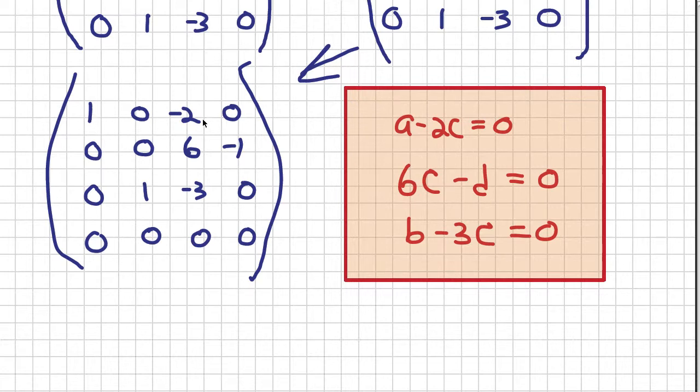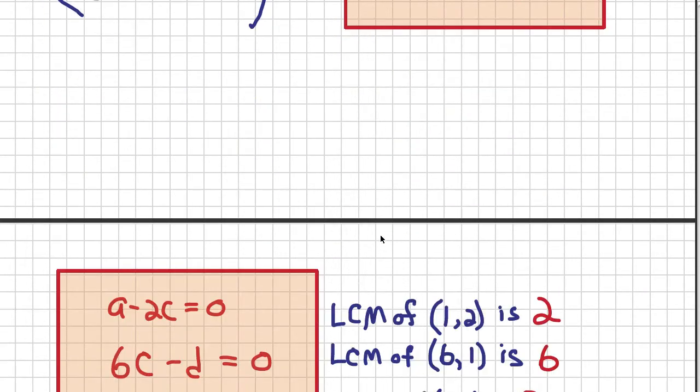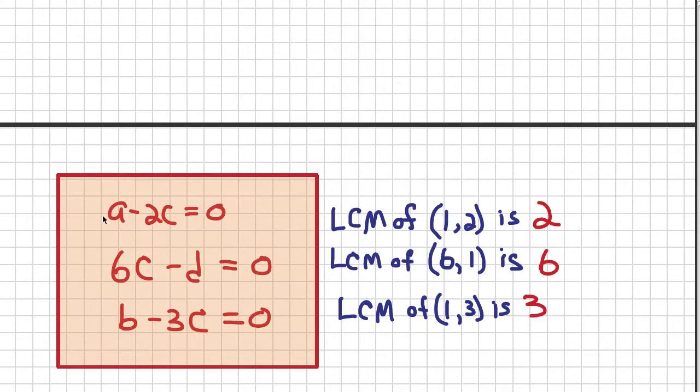So I look at my first equation. It's A minus 2C equals 0. I have 6C minus D equals 0. And I have B minus 3C equals 0. Again, I look for the least common multiples of the coefficients. My coefficients are 1 and 2. Least common multiple of 1 and 2 is 2. Coefficients are 6 and 1. Least common multiple of 6 and 1 is 6. Coefficients are 1 and 3. Least common multiple of 1 and 3 is 3.